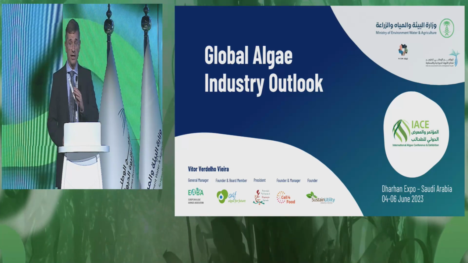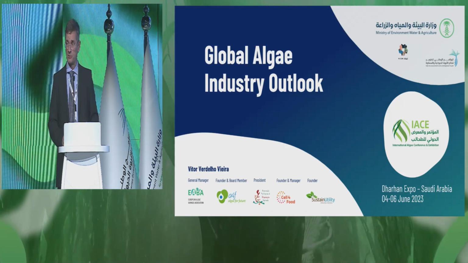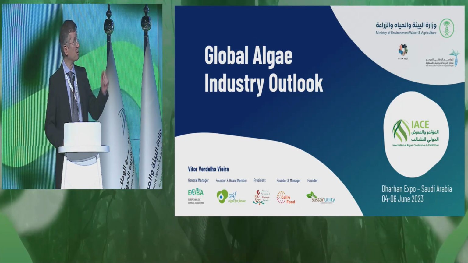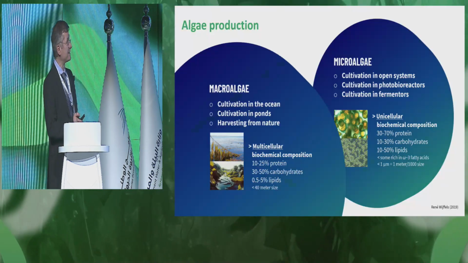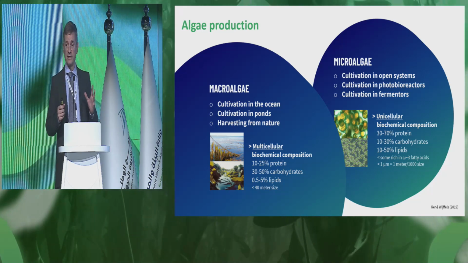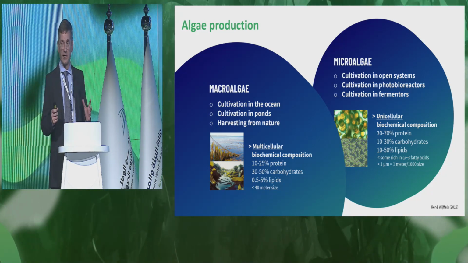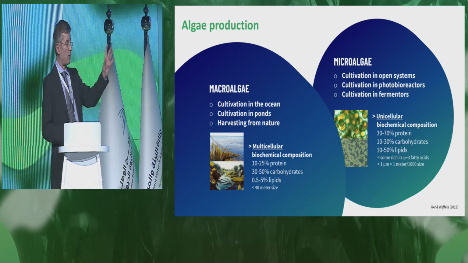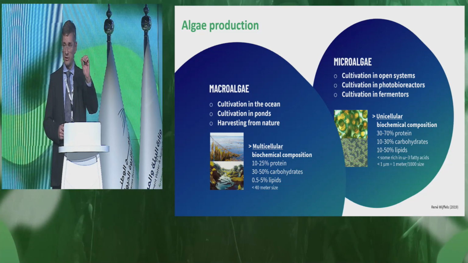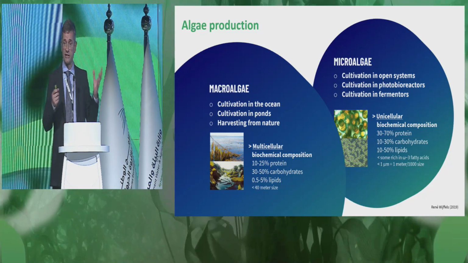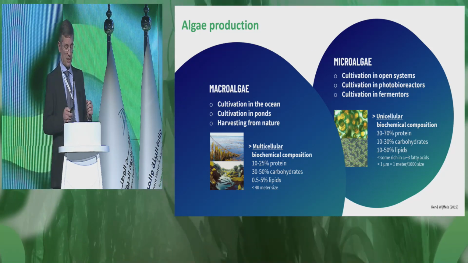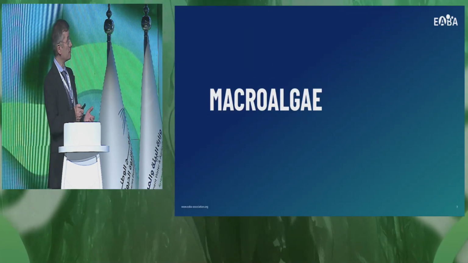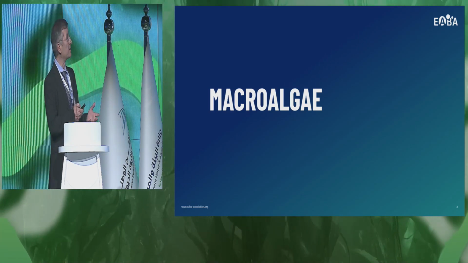So it's my role today to present to you, in a very fast way, the global algae industry overview. So let's go fast. First of all, it is important to tell you that we have two types of algae: the microalgae, which are very small, smaller than 1 millimeter, and the macroalgae or seaweed, which are sometimes bigger than 40 meters.